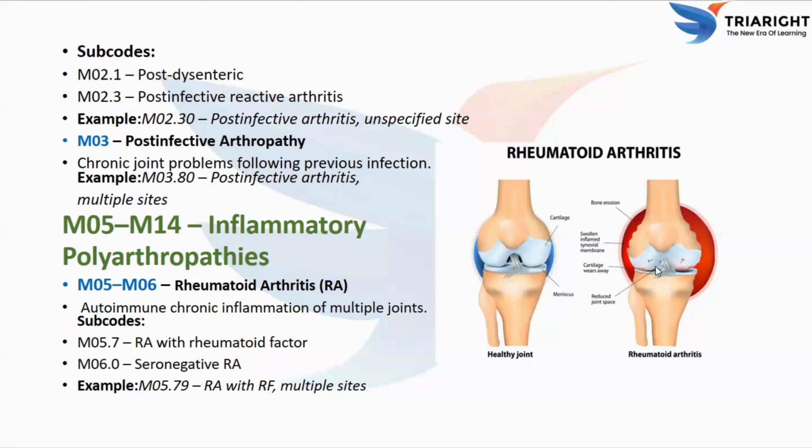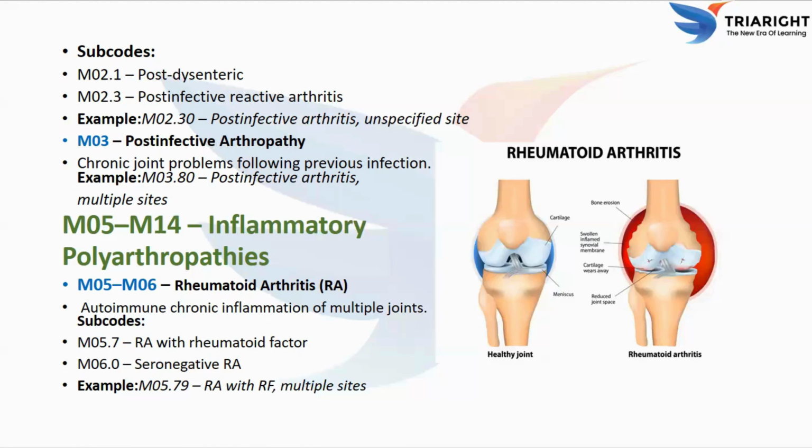So next, the M05 to M14 code ranges. What do they describe? The inflammatory polyarthropathies. This section includes the diseases that cause inflammation in multiple joints, usually due to autoimmune or systemic conditions. A key category inside this is rheumatoid arthritis. Rheumatoid arthritis is a chronic autoimmune condition where the immune system attacks the synovial membrane, that is nothing but the lining of the joint.